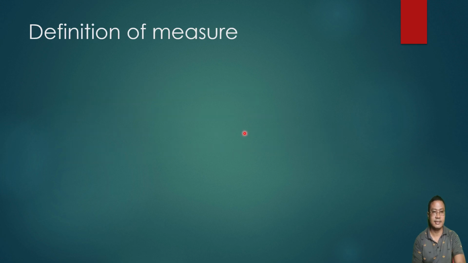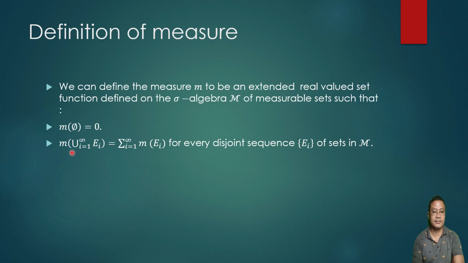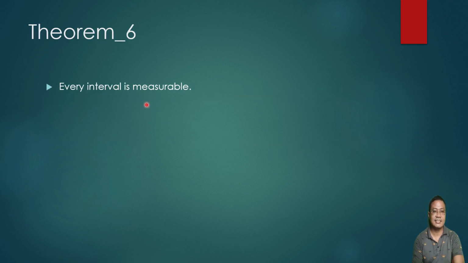Right. So then we can define measure in an abstract way like this. We can define the measure m to be an extended real valued set function defined on the sigma algebra M of measurable sets such that the measure of the empty set is equal to 0 and the measure of a disjoint union is equal to the sum of the measures, for each disjoint sequence of sets in M. Alright. So every interval is measurable. Lastly, let us prove that every interval is measurable. So this is also one of the important ones.